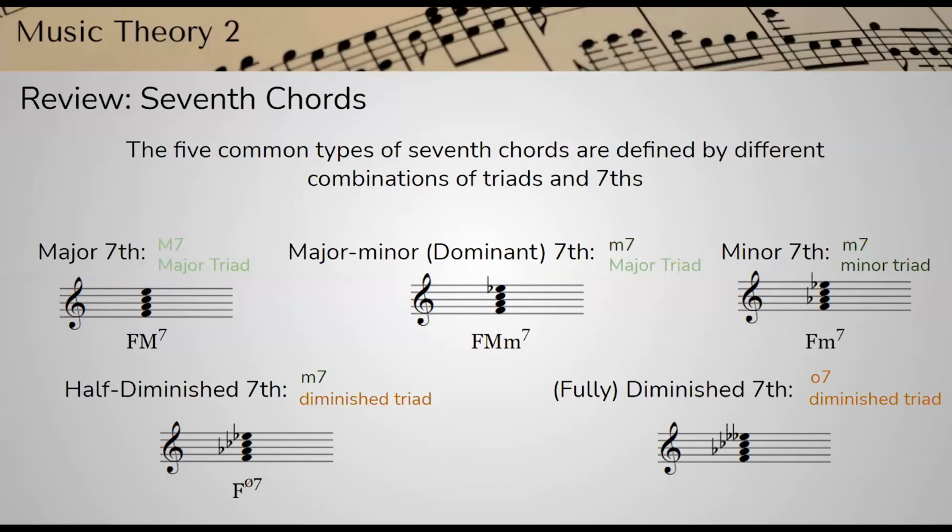So those are the 5 common types of seventh chords. And again, going through this quickly because this should be a refresher. Oh, and then we use the symbol of a full circle this time since it's fully diminished to indicate that this is an F fully diminished seventh chord.